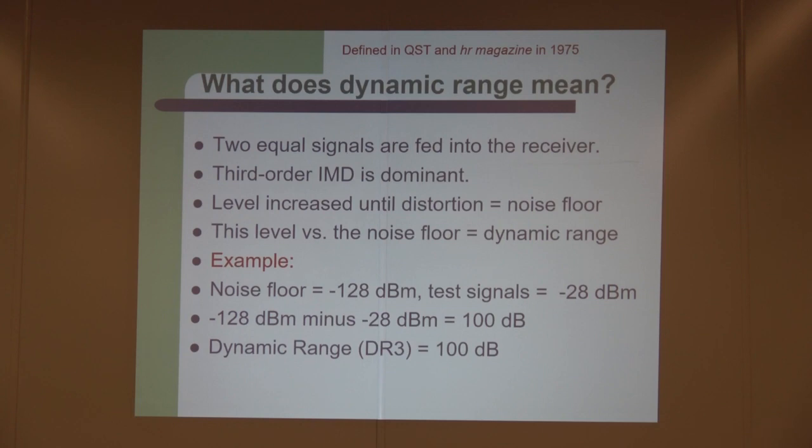So here's an example for the magic 100 dB radio that we always wanted. If it took a pair of signals at minus 28 dBm, and the noise floor was minus 128, the difference is 100 dB, and we all kind of wish we had a 100 dB radio. But guess what? We don't really need it most of the time, so luckily a lot of radios work just fine if you don't happen to own your 100 dB radio.